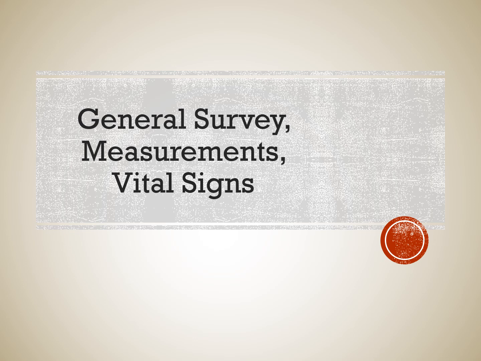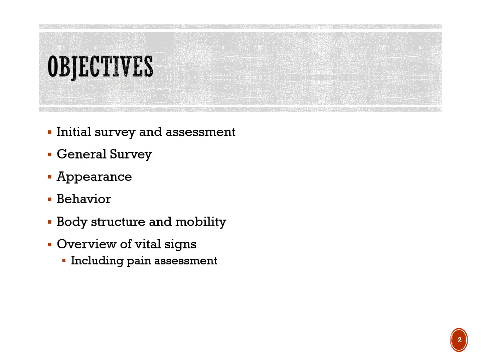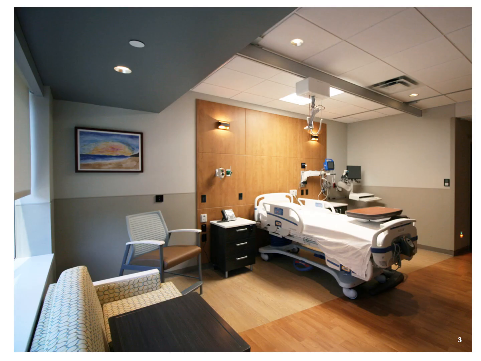Okay, so now we're going to talk about the general survey, measurements, and vital signs. So the objectives are the initial survey assessment, the general survey, which entails appearance, behavior, body structure, mobility, and also we're going to go over vital signs, including the pain assessment.